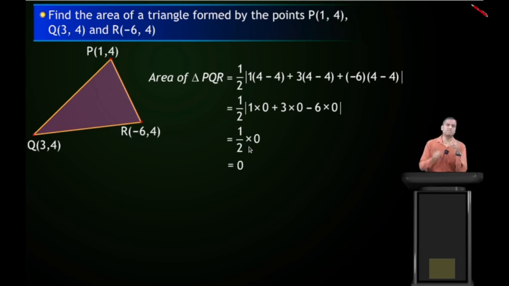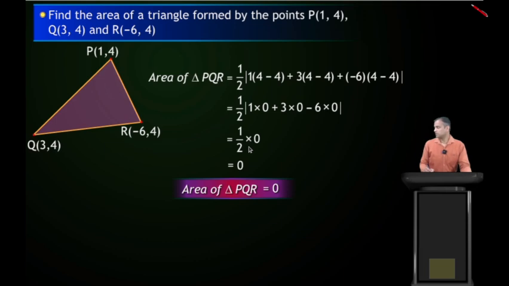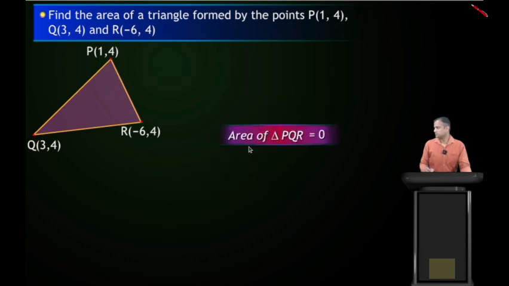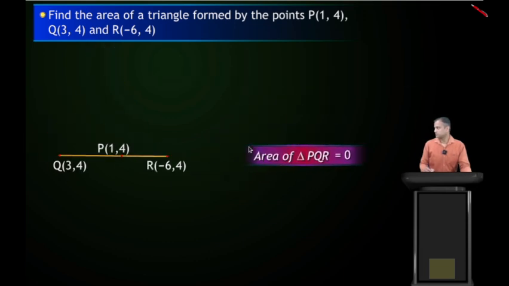So what does this mean? A triangle whose area is 0, how does it look? Because this is 0, it looks like a simple straight line. So here the area of the triangle is 0. Yes, it looks like a straight line.